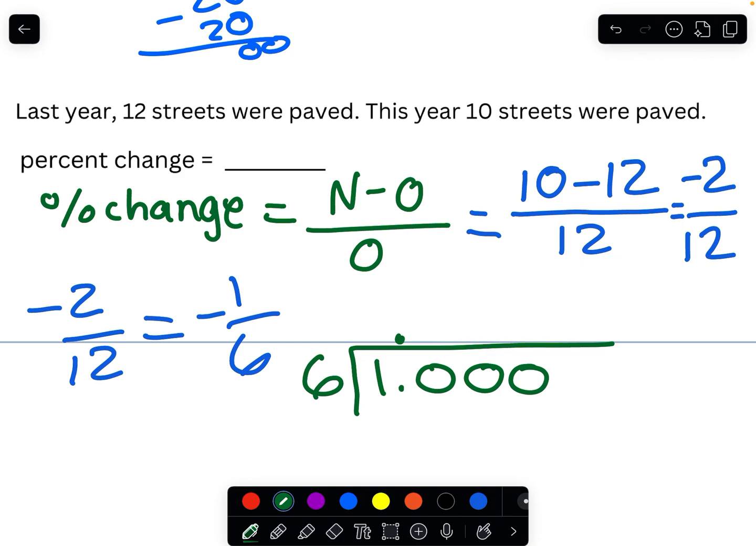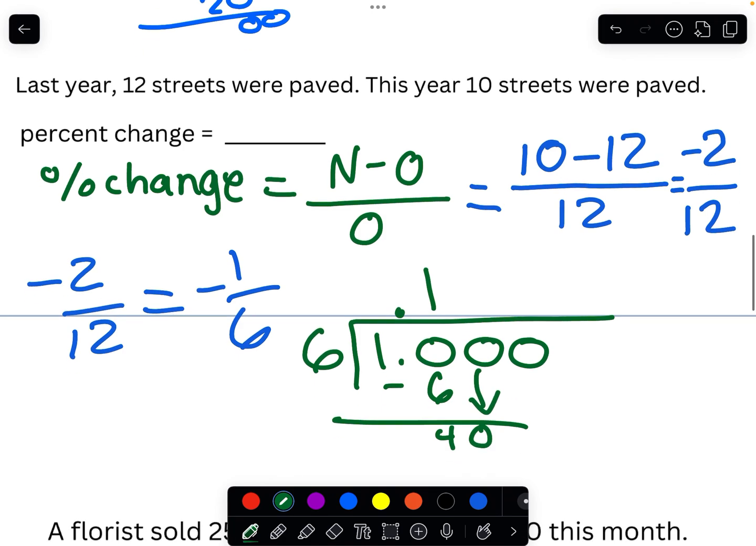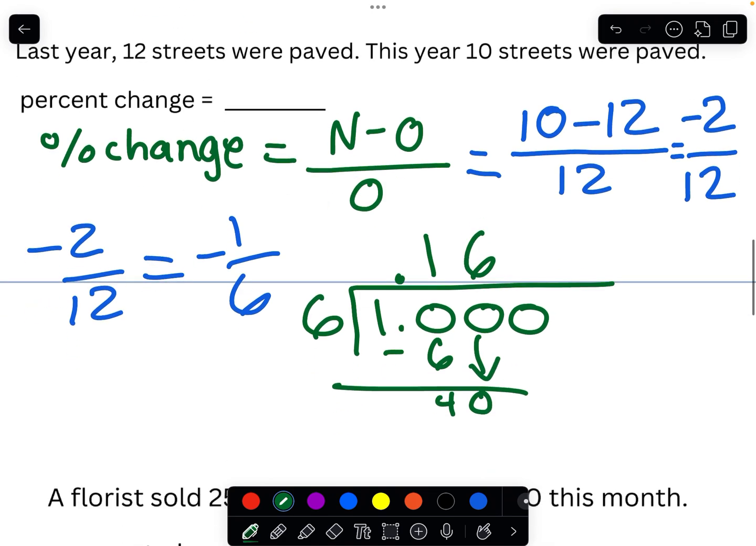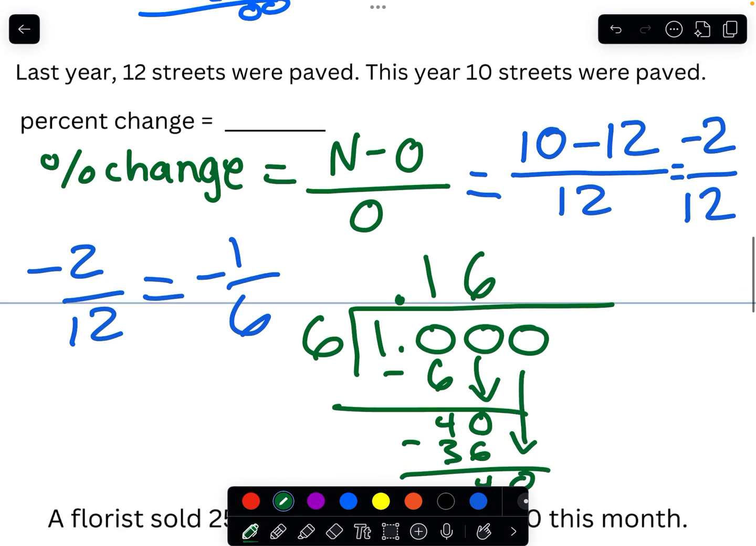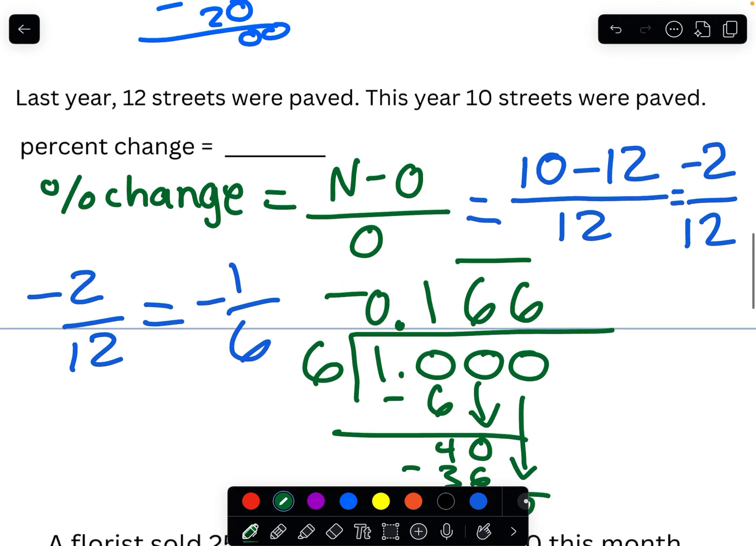So 6 goes into 10 one time. 6 times 1 is 6. I subtract 10 minus 6. Remember, we ignore this decimal when we're subtracting. Bring down the 0. 6 goes into 40 6 times. 6 times 6 is 36. I'm going to get a repeating decimal, aren't I? Yep. Remember, this is a negative, so negative 0.166 is the decimal. And I usually have my students round to the nearest whole number percent.